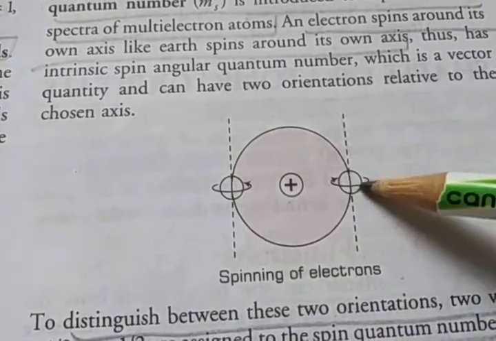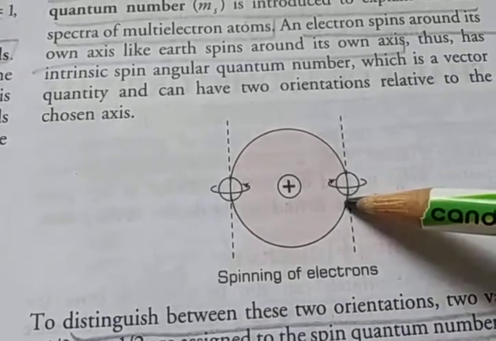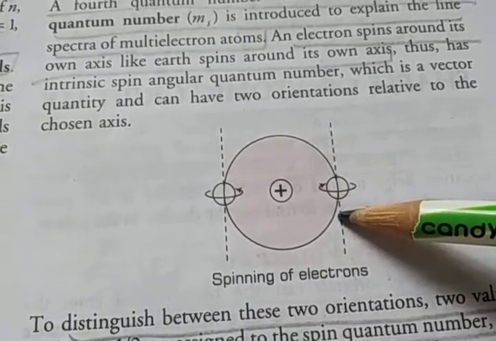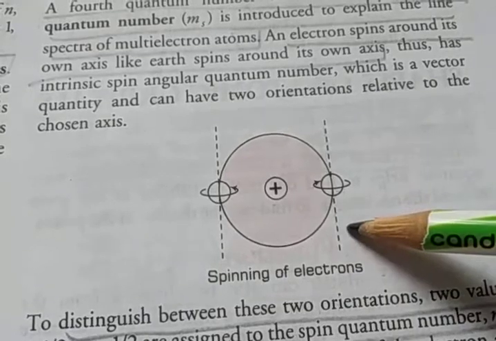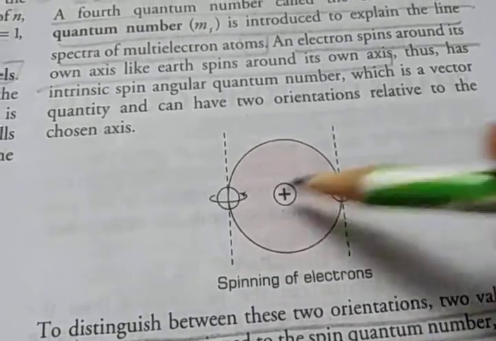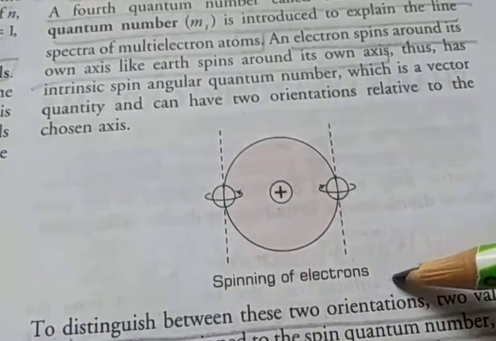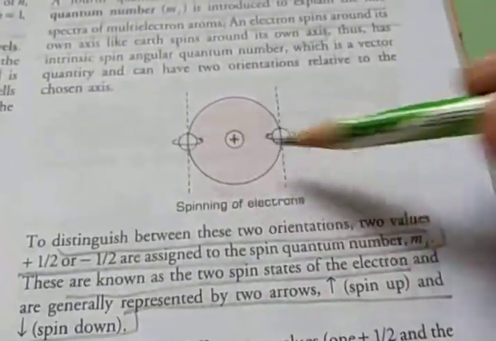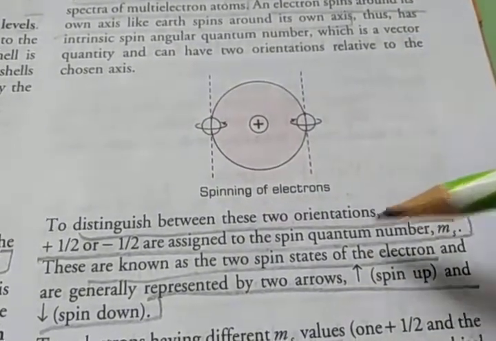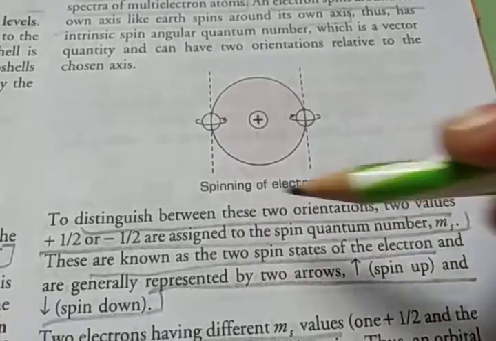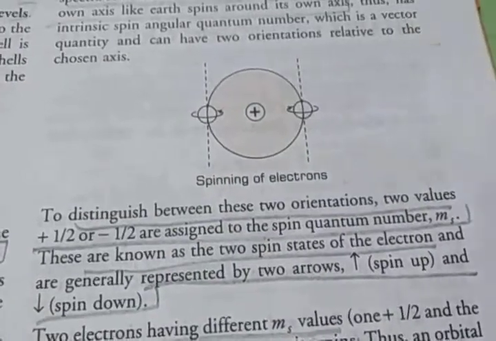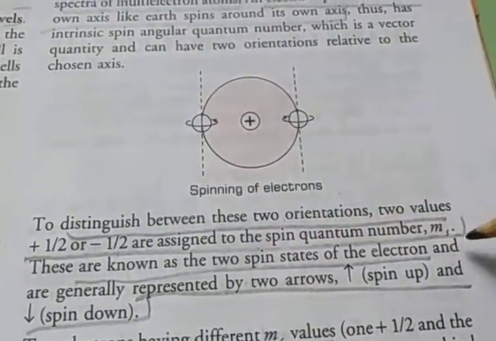It spins around its own axis, like the Earth spins around its own axis, so it has an intrinsic spin angular momentum, which is a vector quantity and can have two orientations relative to the axis. So this is the spinning of the electron. The difference between these two orientations is clockwise and anti-clockwise. The clockwise value is represented as plus half and anti-clockwise as minus half, and these are assigned to the spin quantum number m s.